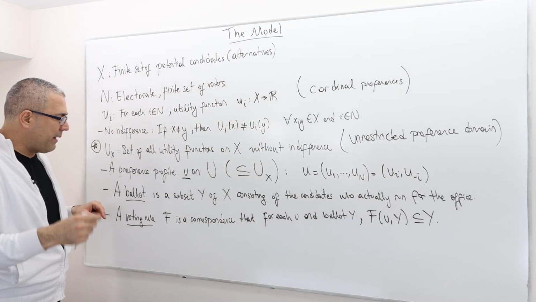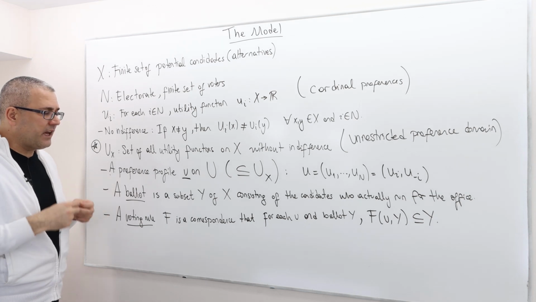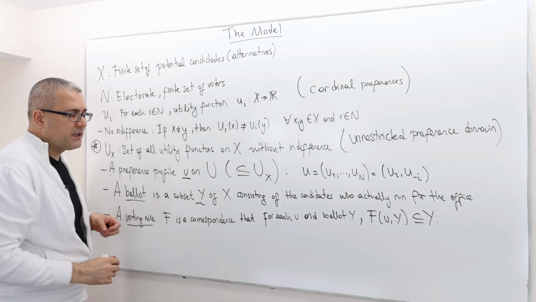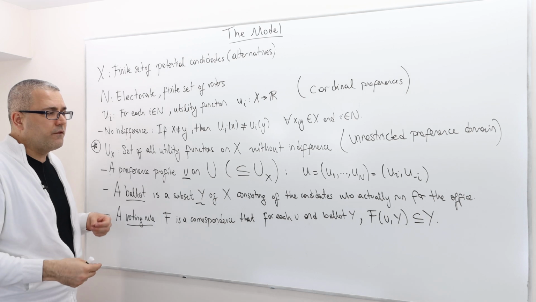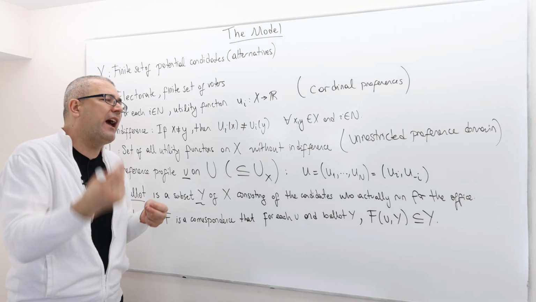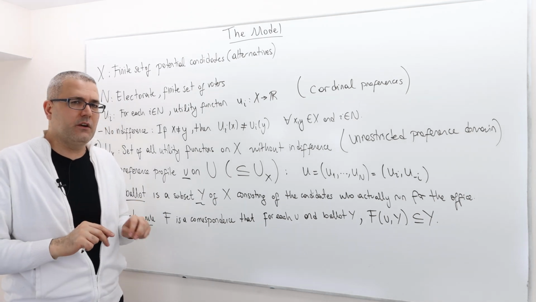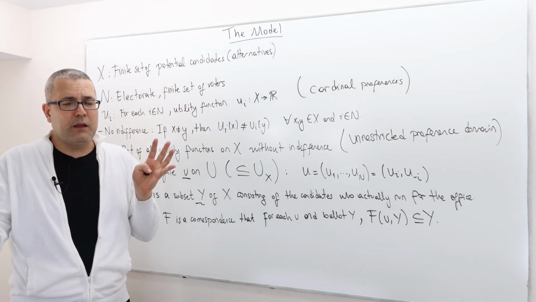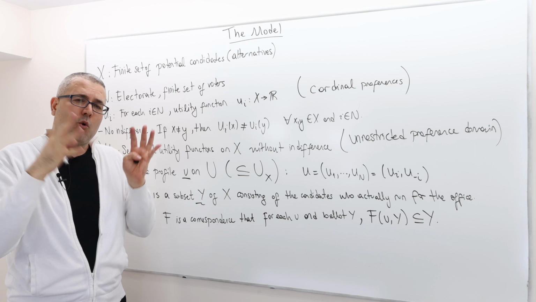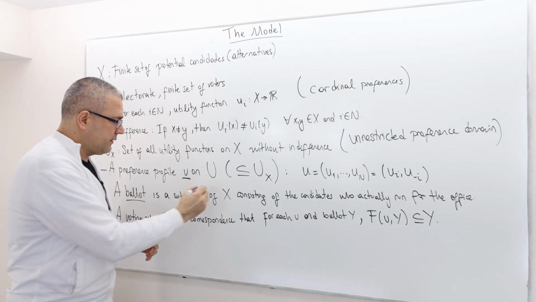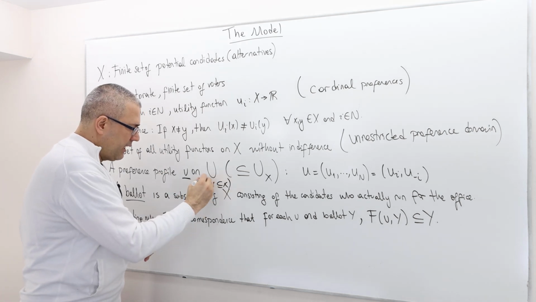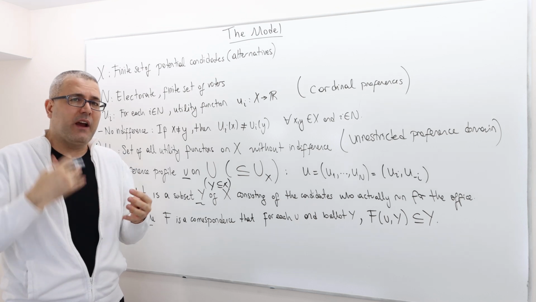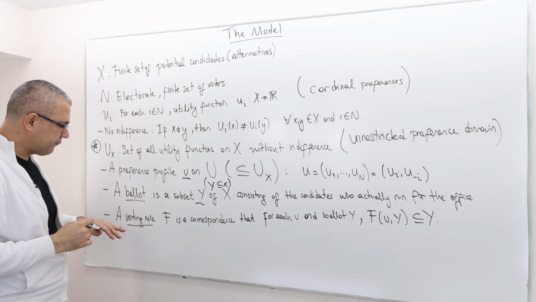What is the ballot? It's a subset Y of X, which consists of all the candidates who actually run for the office. Remember, X is the set of all potential candidates. Some of them may not run for the office. Y is a subset of X. It is the candidates who actually run for the office.